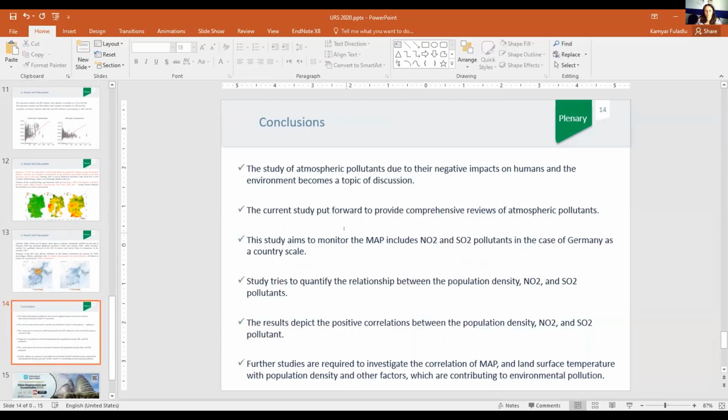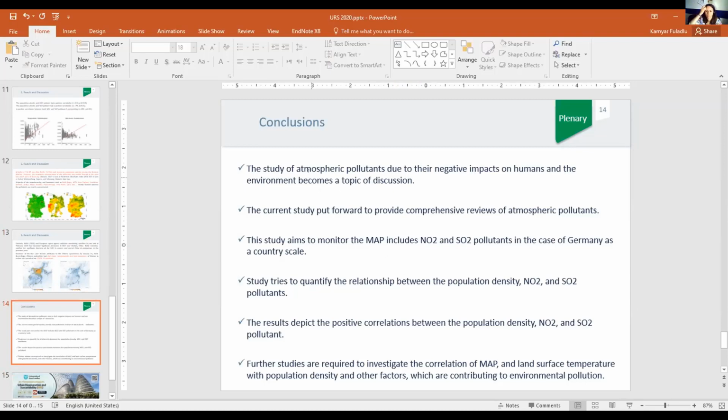COVID-19. As a conclusion, the study of atmospheric pollutants, due to their negative impact on humans and the environment, has become a topic of discussion. That's why we put forward a comparative review on atmospheric pollutants. As I said, our study aimed to monitor the major air pollutants, especially nitrogen dioxide and sulfur dioxide, in Germany at a country scale, because the resolution of Sentinel-5P is 8 kilometers by 8 kilometers, so we chose Germany as the country scale.